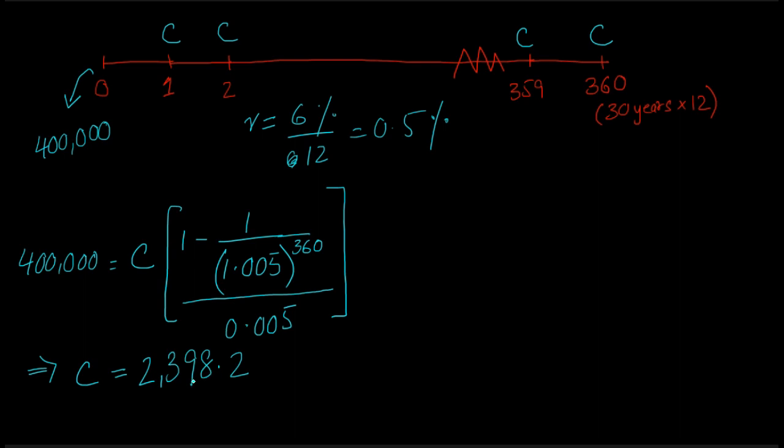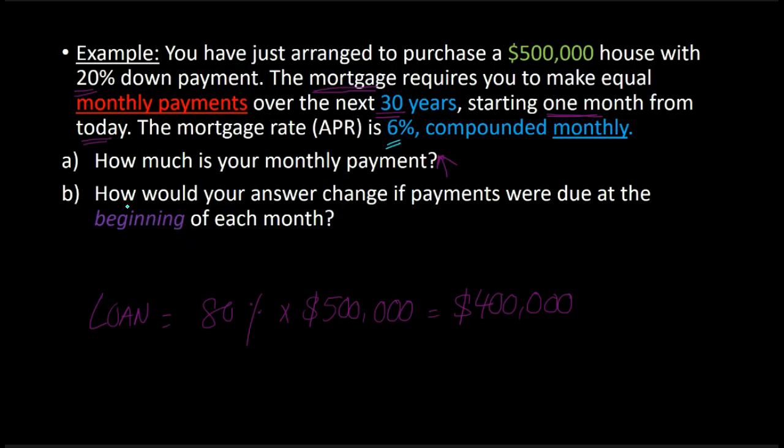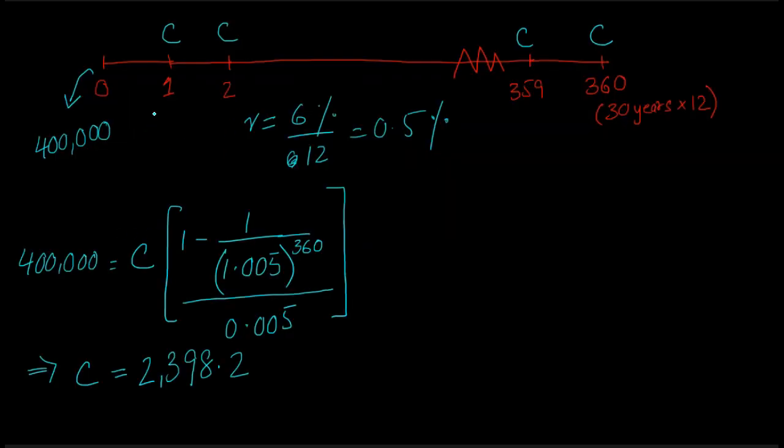2398.2. Now, the second question that we asked ourselves was, how would your answer change if the payments were due at the beginning of each month? Whenever you see a term like this, think annuity due, because what we're really saying is, what if the first cash flow payment that you have to make is right over here? The first C is over here. The second one is over here. The third one is over here. Keep on going, and the last one is going to be over here. There's going to be nothing over here.